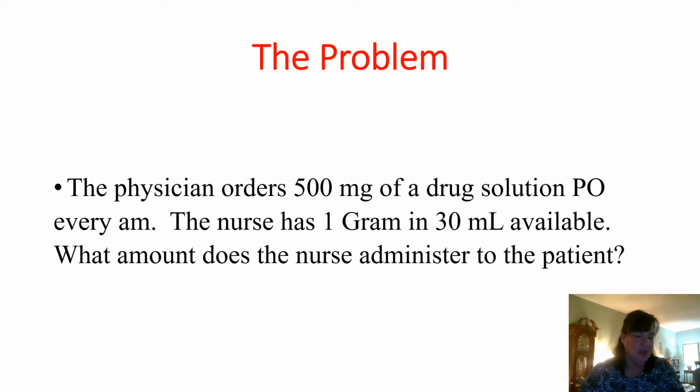Here is an example of a basic dosage calculation problem. This is the type of problem that you may see when you have your dosage calculation exam. The physician orders 500 milligrams of a drug solution, PO, meaning orally, as you've already learned, every AM. The nurse has 1 gram in 30 milliliters available. What amount does the nurse administer to the patient?